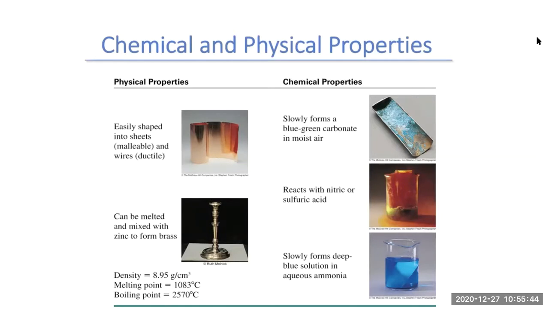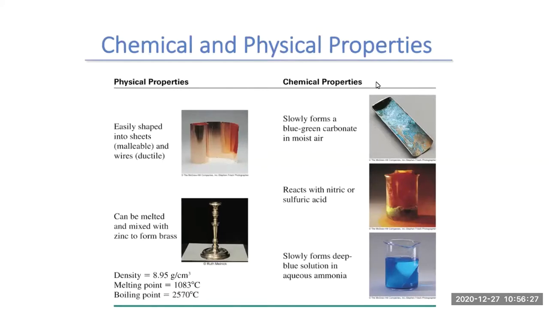Examples of chemical and physical properties. A physical property might be the fact that metal can easily be shaped into sheets like copper here, or it can be shaped into wires like copper wires. Another property of copper is that it can be melted down and mixed with zinc to form brass. And its density is 8.95 grams per centimeter cubed. Melting point is 1083 degrees Celsius. Boiling point, 2570 degrees Celsius. All of those would be considered physical properties because I don't have to change the copper or destroy it in order to find out what these physical properties are.